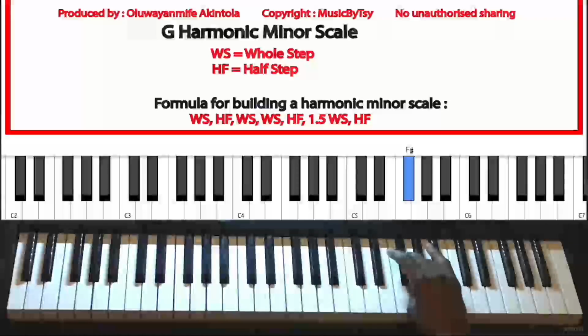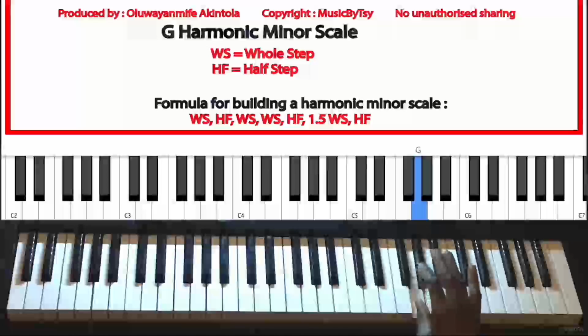The seventh note for the G natural minor scale is the key of F, but the seventh note of the G harmonic minor scale is the key of F sharp. See that? The seventh note of the G natural minor scale has been increased by a half step. And then we're going to finish on the key of G.